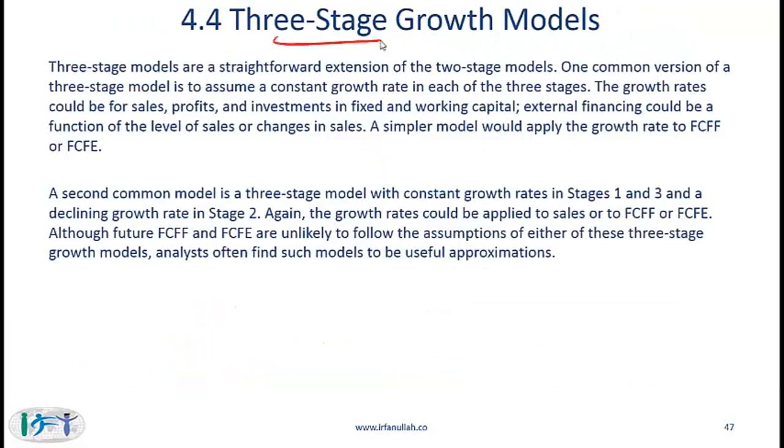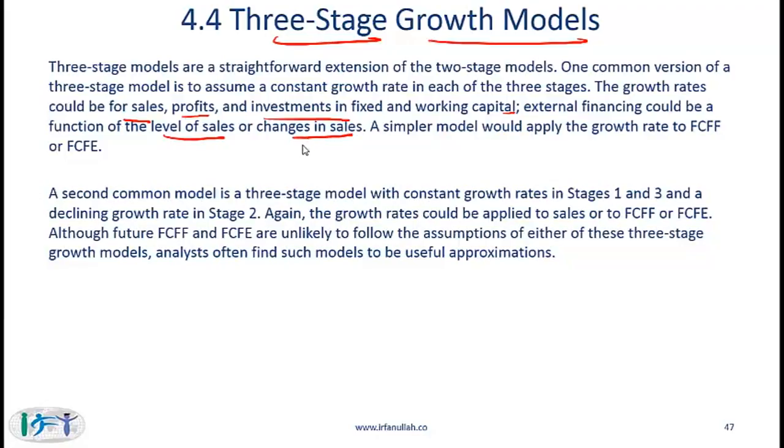And then 3-stage growth models. This should also look very familiar. 3-stage models are a straightforward extension of the 2-stage models. One common version of a 3-stage model is to assume a constant growth rate in each of the 3 stages. You've seen this before. The growth rates could be for sales, profits, and investments in fixed and working capital. External financing could be a function of the level of sales or changes in sales.